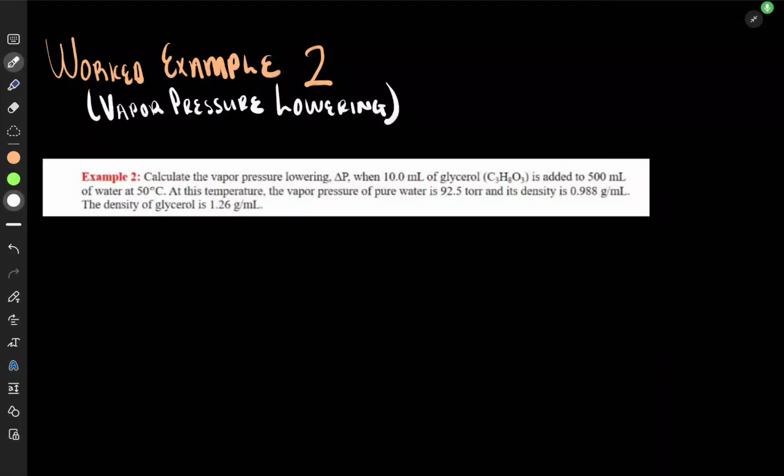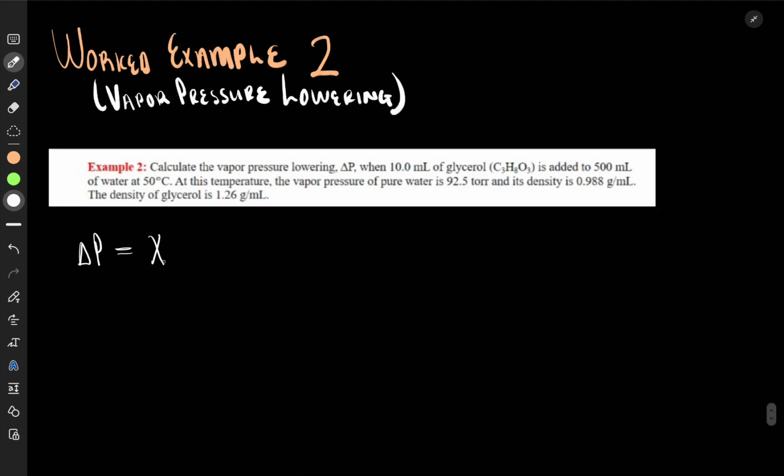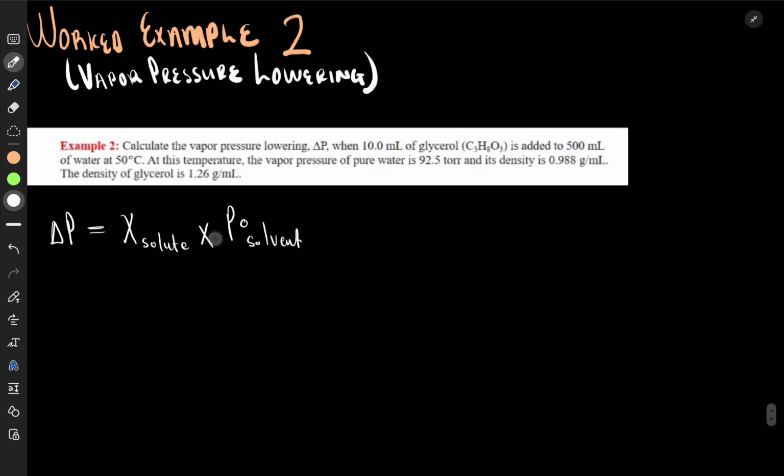So let's quickly go through this worked example. It says calculate the vapor pressure lowering when 10 and so on. So anyway, we know that when we're talking about vapor pressure lowering, we're talking about these two formulas. The first one, vapor pressure lowering, is going to be the molar fraction of the solute times the initial vapor pressure of the solvent. Okay, the pure solvent, the solvent without any solute.